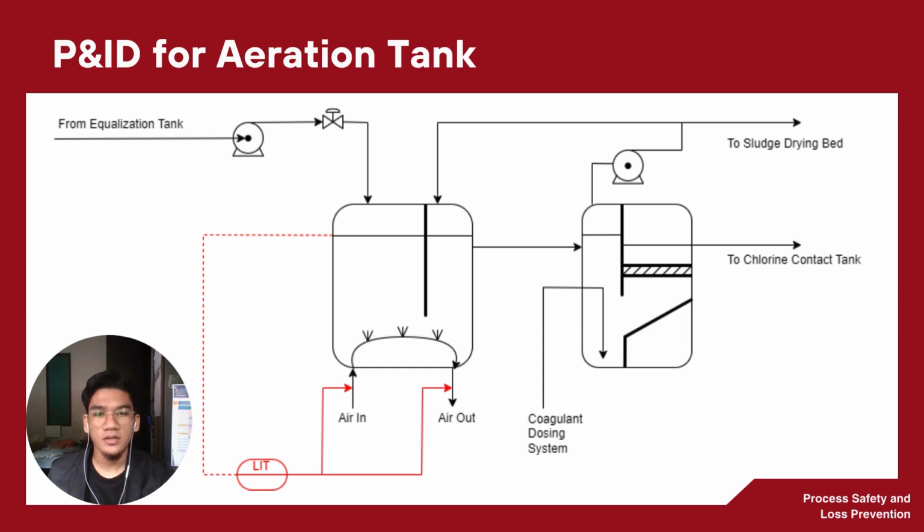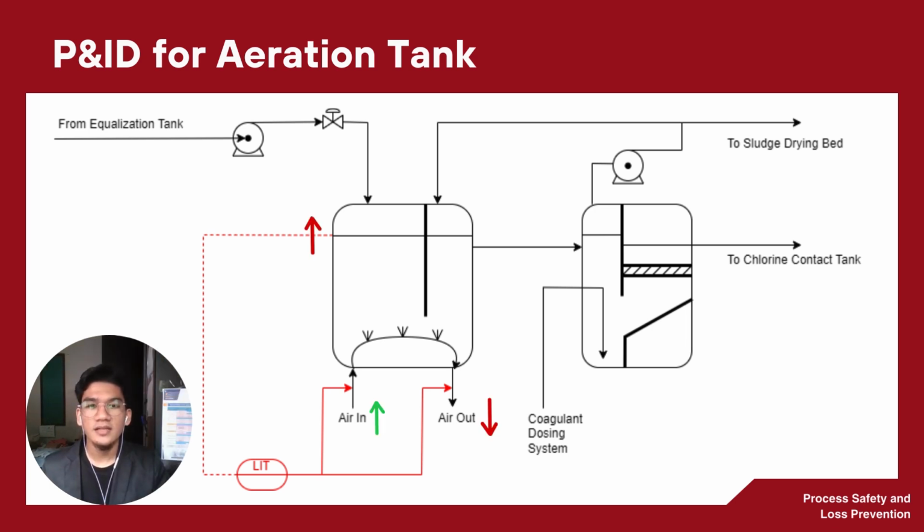Then, aerated water flows into the tube settler to be mixed with organic coagulant to create bigger clumps of sludge, so that the sludge can be removed easily from the water. After that, some of the sludge is sent back to the aeration tank, and some of it goes to the sludge drying bag for further treatment. The treated water after the coagulation and flocculation process is transferred to the chlorine contact tank.